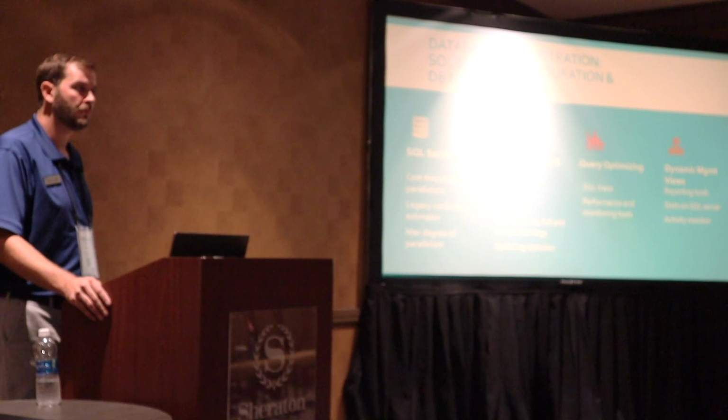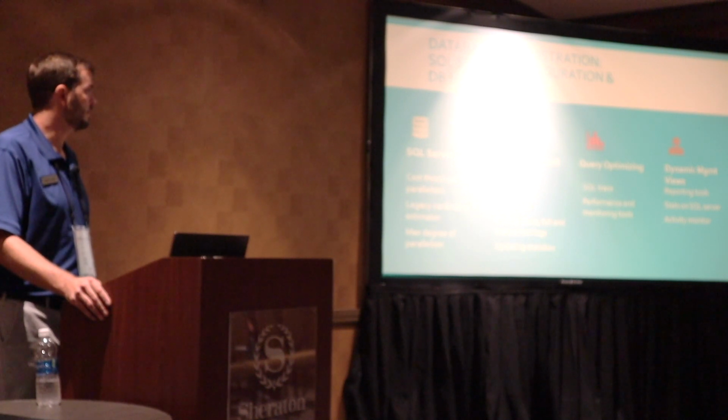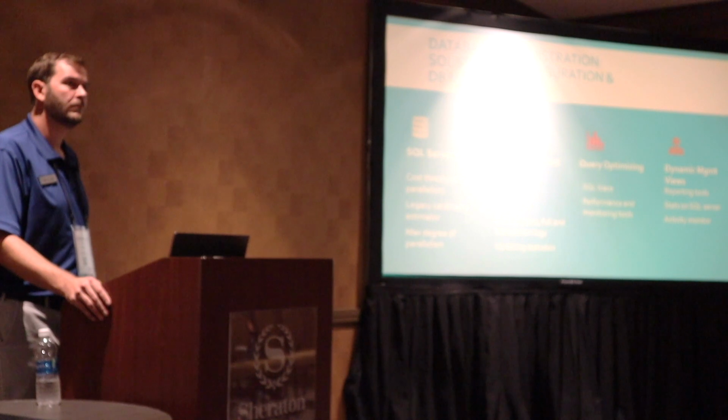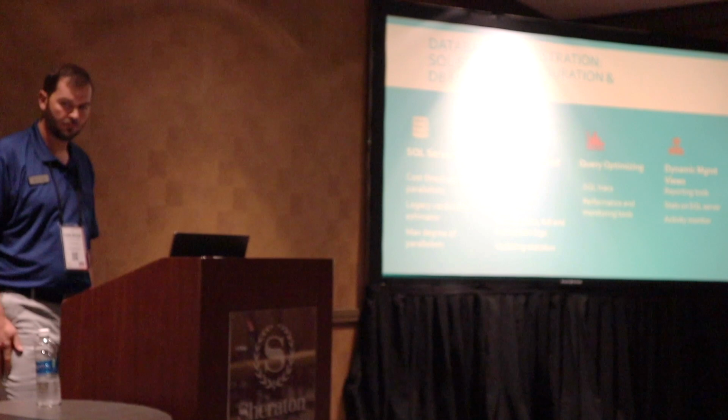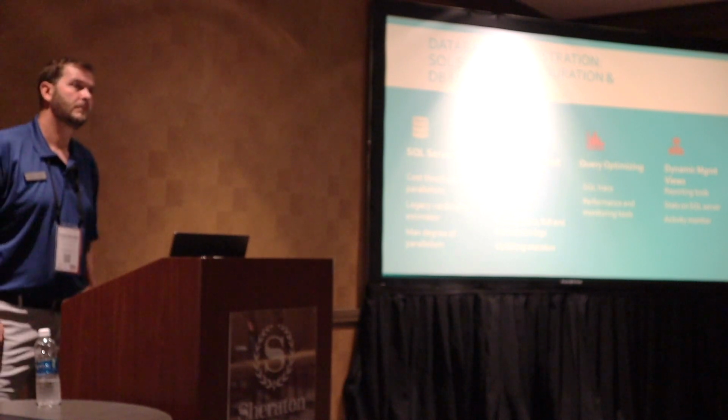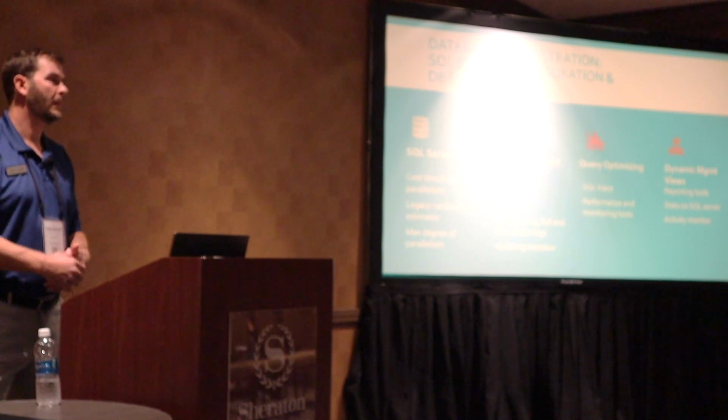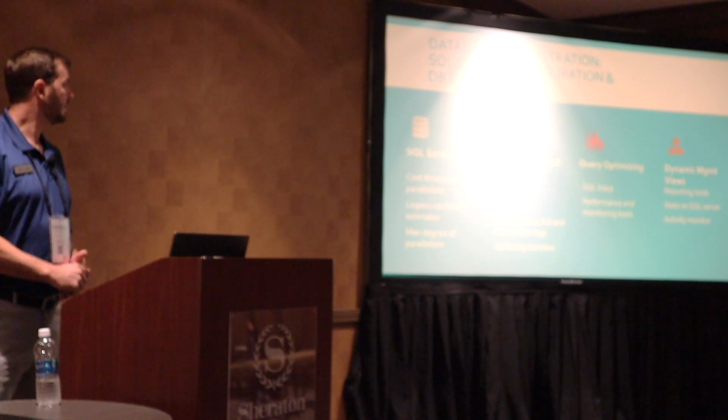There's two settings, cost threshold for parallelism and max degree of parallelism, and they work in conjunction with each other. The cost threshold tells SQL what the cost of the query must be before it goes parallel and asks for more CPU resources to help execute the query. The max degree of parallelism, you may not want to set to the maximum number of CPUs.